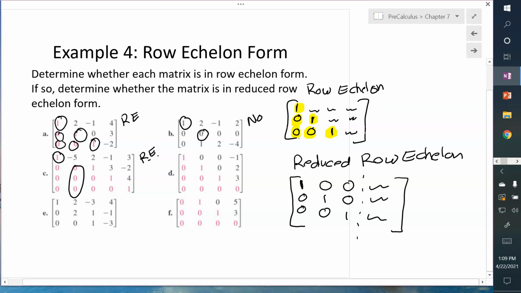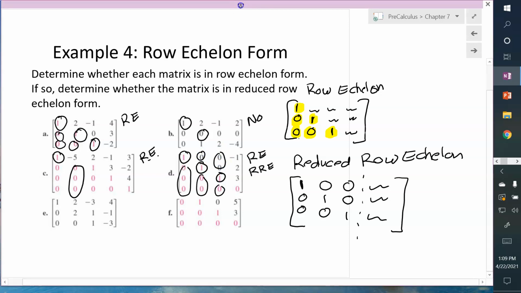And then D, here's our 1s going down the diagonal. We have all zeros underneath, so this is row echelon. It's also, check this out, a reduced row echelon. And the reason is all these others are zeros. So I have my diagonal of just 1s right here.